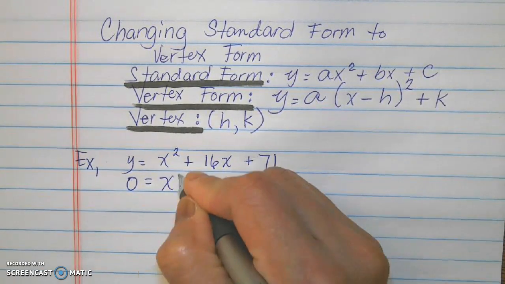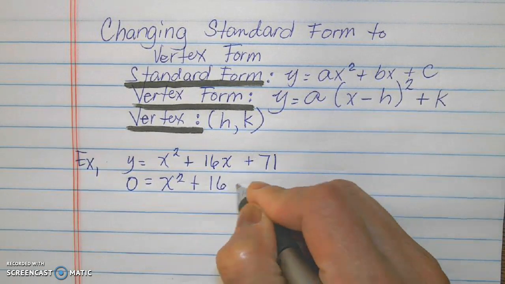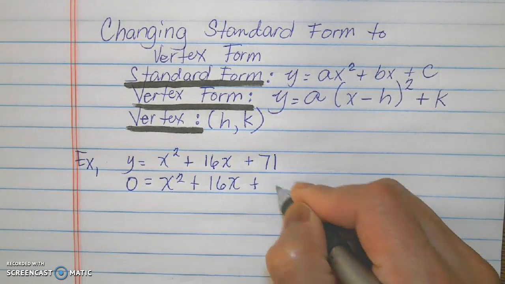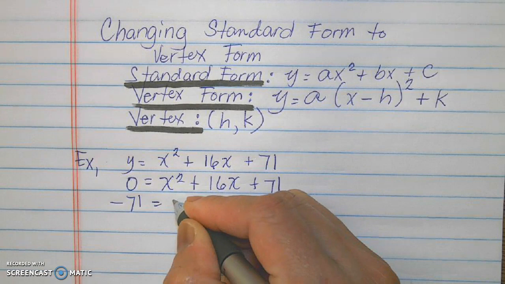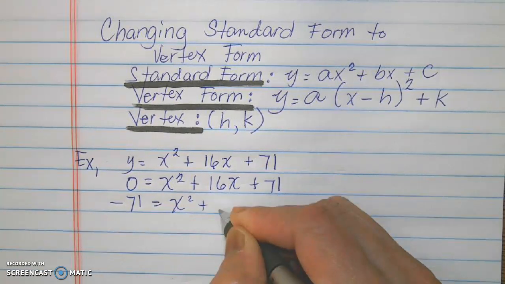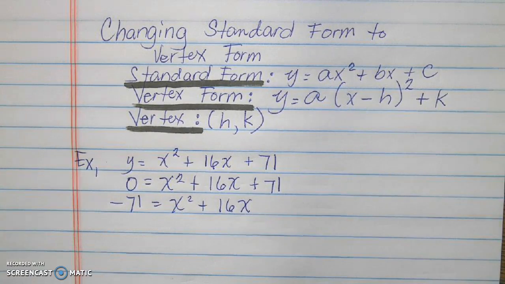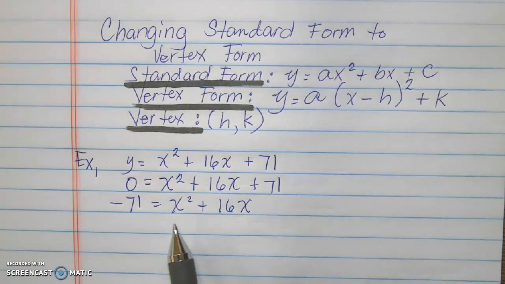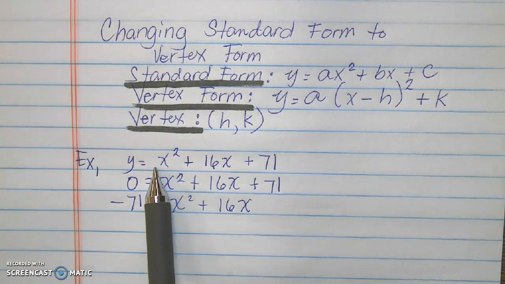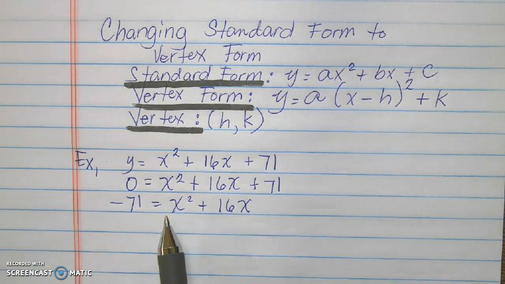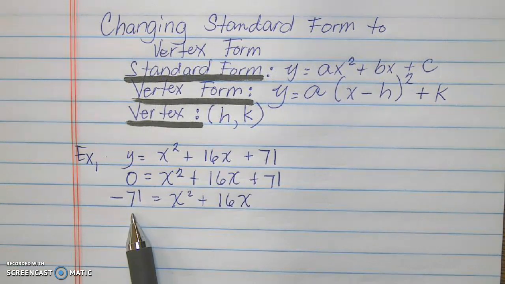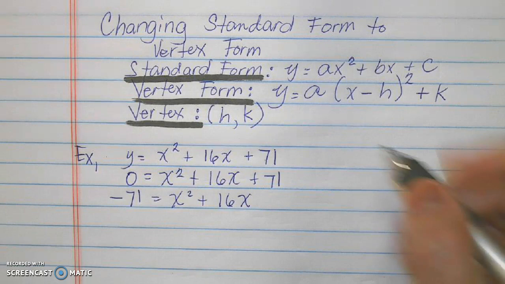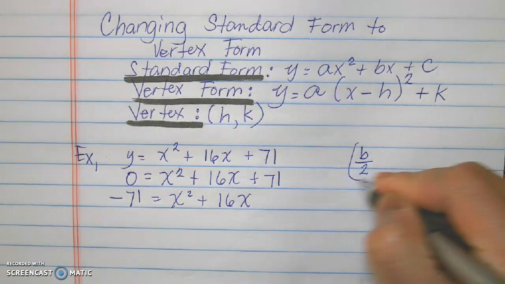So this is going to be x squared plus 16x plus 71, which negative 71 will stay here. That will be equal to x squared plus 16x. And once again, I just wanted to emphasize that the coefficient of x squared has to be a 1. And it is already a 1, so we didn't do anything. Now we go to the second step, which is to put your c on the other side. We did that. The third step is to identify your b, divide it by 2, and square it.